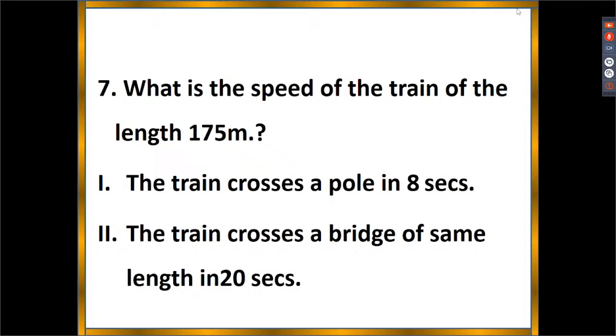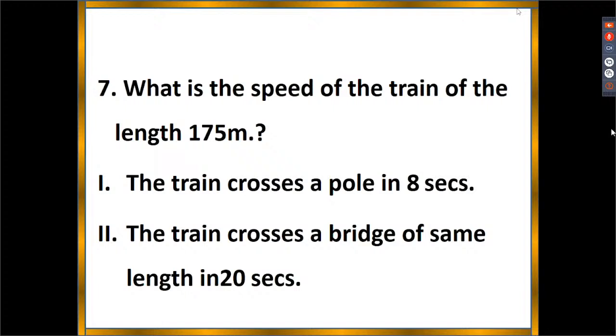The train crosses a pole in 8 seconds. What is the formula? The time taken by the train to cross an electric pole, T is equal to L by X seconds. T is the time, 8 seconds given. L is the length of the train, 175 given. X is the speed of the train. Yes, it is possible to get the answer from statement 1. T is equal to L by X, T value is 8, L value is 175. The speed of the train is possible from statement 1 alone.